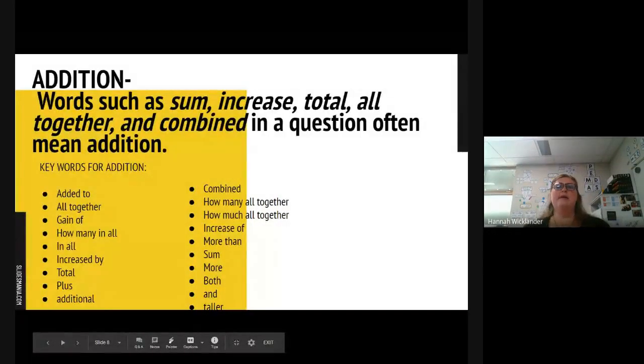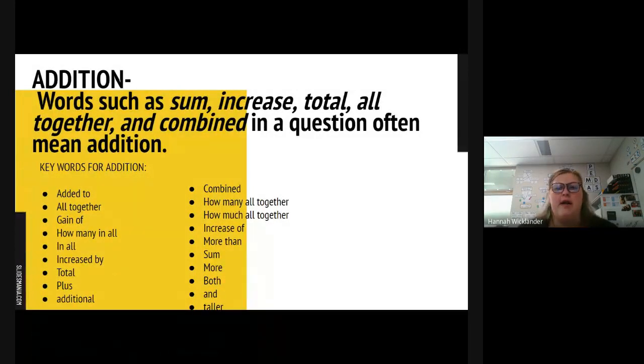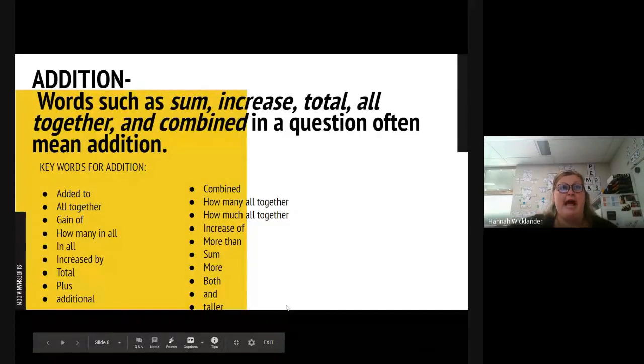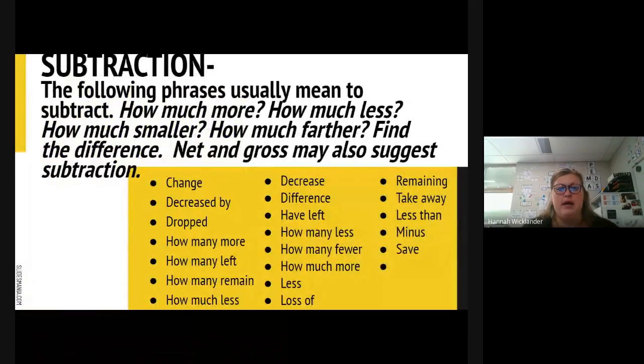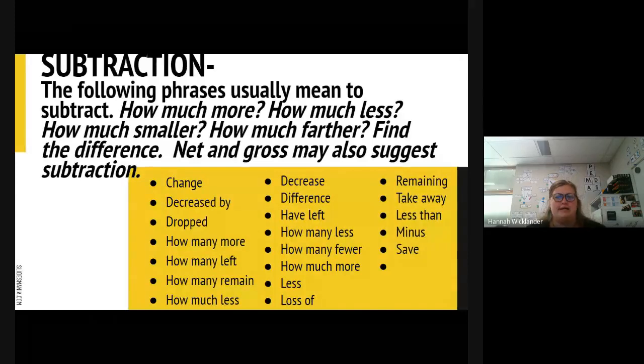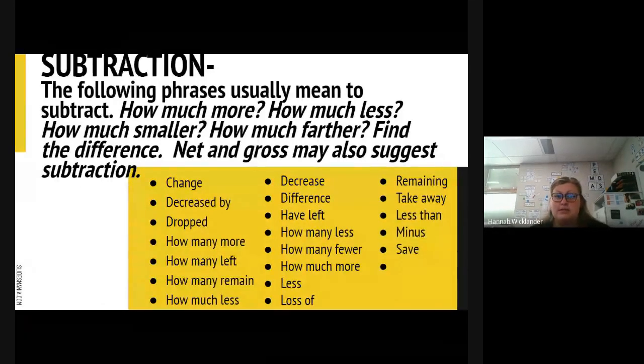So addition. Words such as sum, increase, total, all together and combined in a question often mean addition. So if you see any of these words in a story problem, you know you're going to have to add to find the answer. The following phrases usually mean to subtract: how much more or how much less, how much smaller, how much further, find the difference, net, gross, loss of, less, remaining, minus, less than, save, change. So if you hear any of those words in the question, you know you're going to have to use subtraction to solve the story problem.